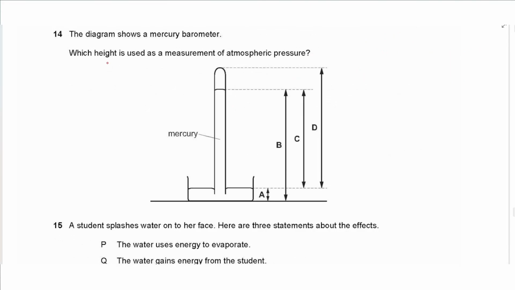Question 14 is about barometers, which was removed from the syllabus, so you can skip this question, but I will solve it. The diagram shows a mercury barometer. Which height is used as a measurement of atmospheric pressure? It's from the top of the liquid inside the tube to the top of the liquid inside the dish. So the answer is C.